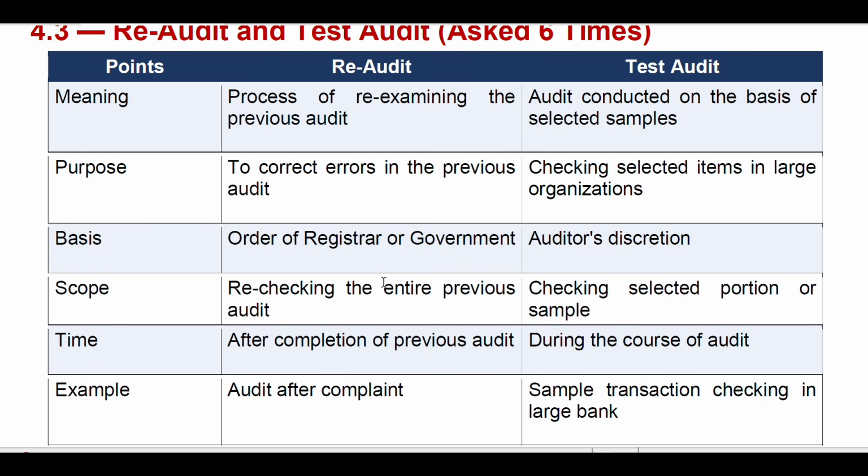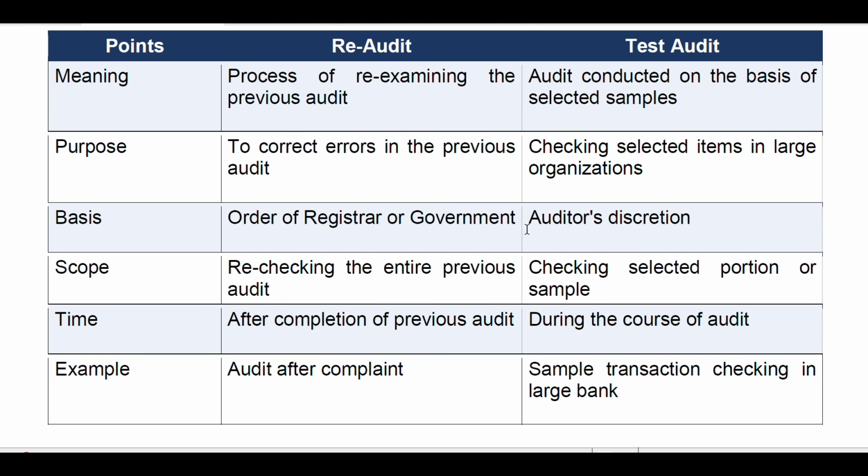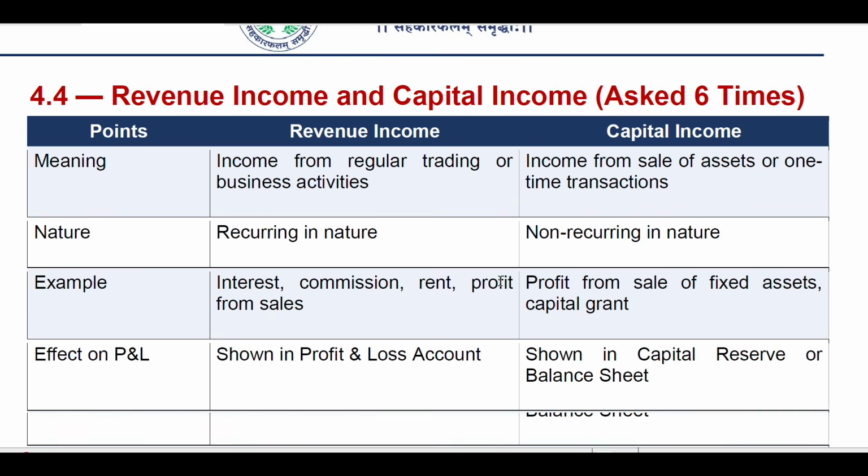Then test audit: audit conducted on the basis of selected samples. Checking selected items in a large organization. On what basis does it happen? Auditor's discretion. Then scope: checking a selected portion or the sample. During the course of audit it happens. And the example: sample transaction checking in a large bank.